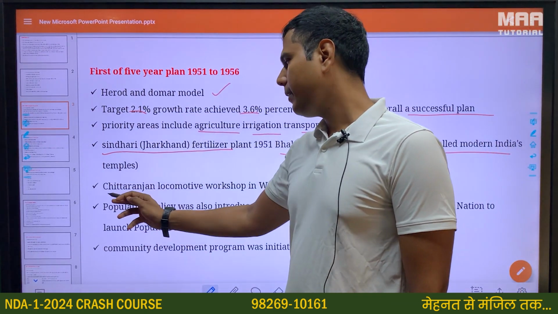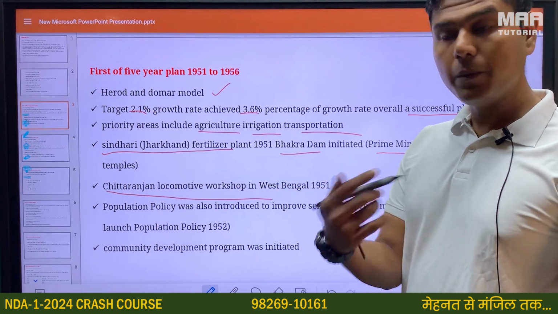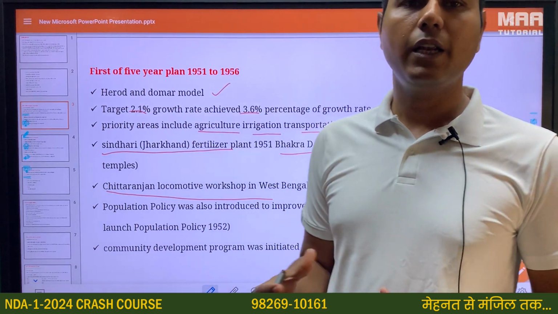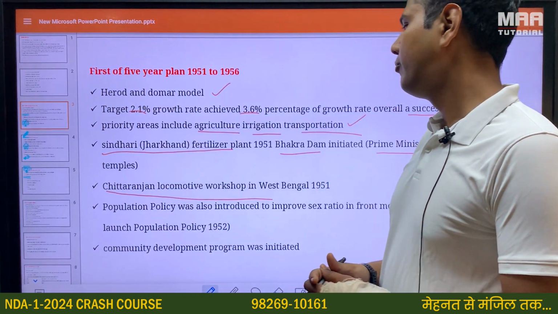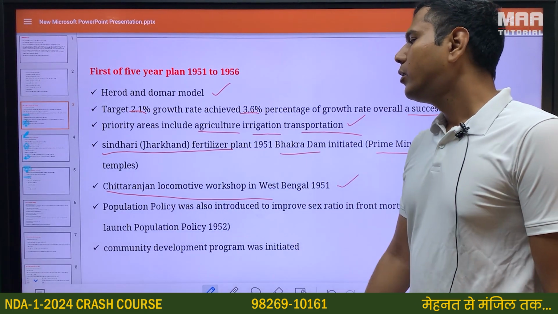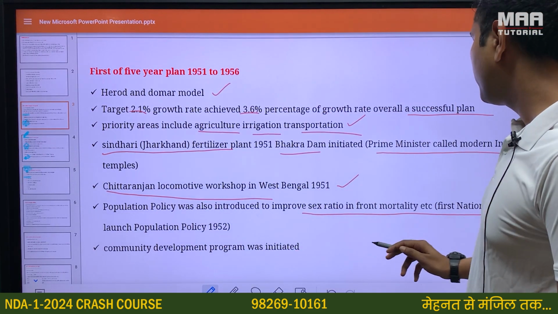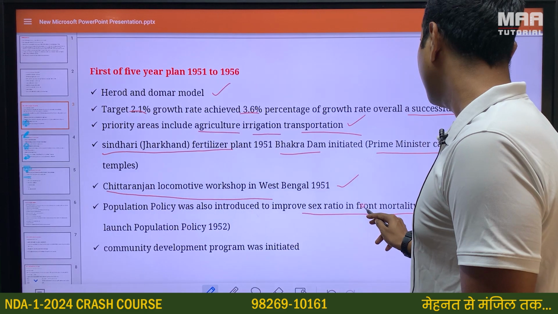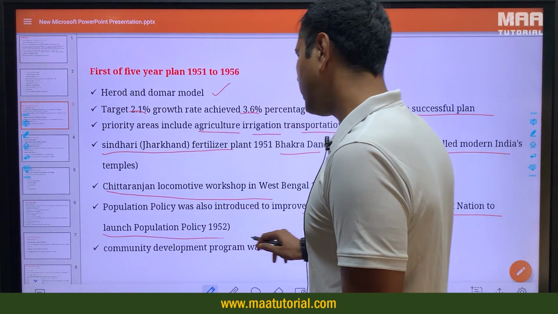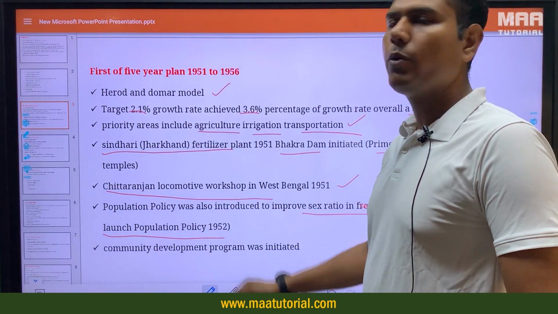Chittaranjan Locomotive Works. See, one of the objectives is also to ensure good transportation. If there is transportation, we will require trains, locomotives, right? So the Chittaranjan Locomotive Workshop was also made in 1951. A population policy was also introduced to improve the sex ratio and infant mortality rate, and that is why in 1952 the first population policy was introduced.